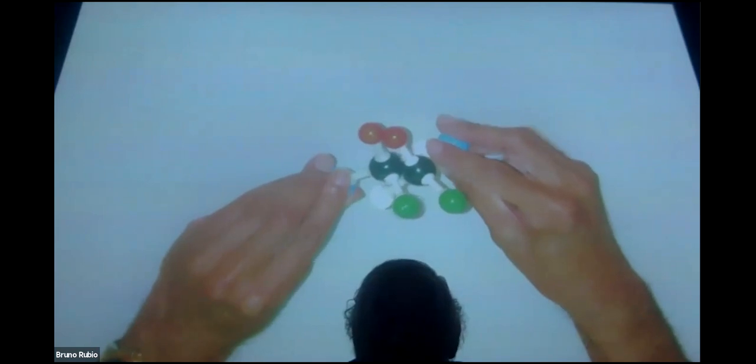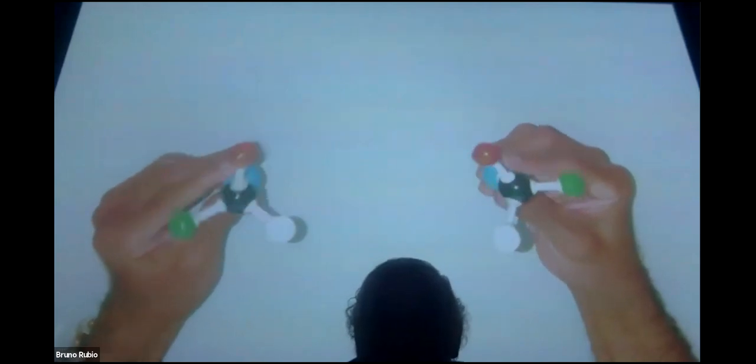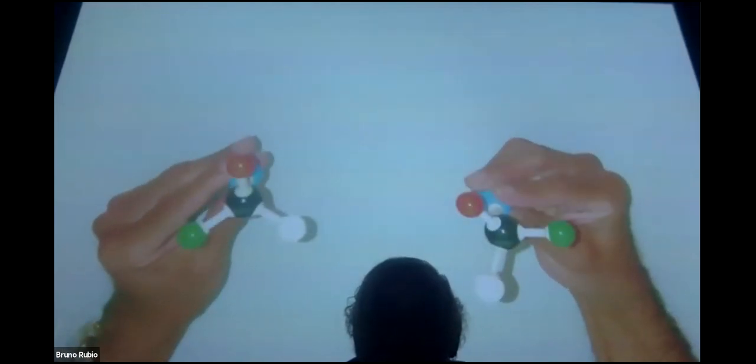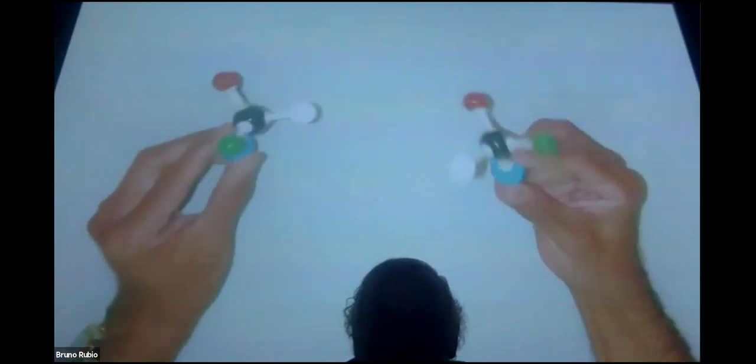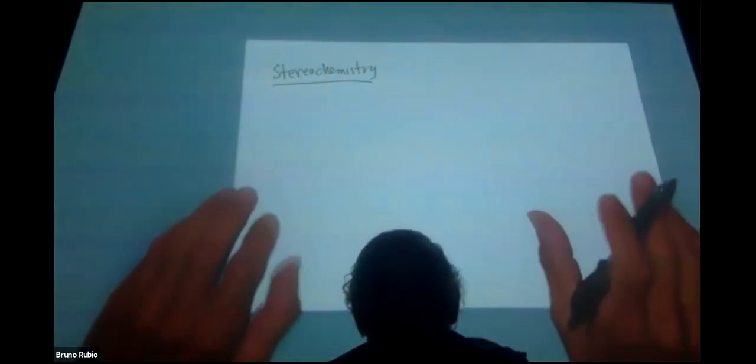So these two, even though they are constitutionally identical, even though they have the same formula and the same numbers and kinds of bonds, both of them a carbon atom bonded to an orange ball, a white ball, a green ball, and a blue ball, are not identical structures. So that is one of the thrusts of the unit that we're getting into now about stereochemistry.